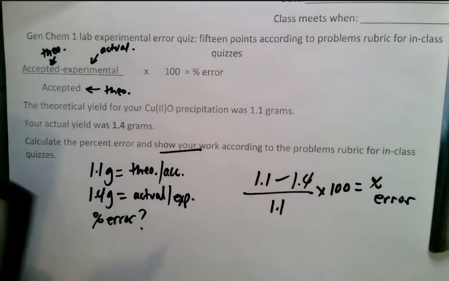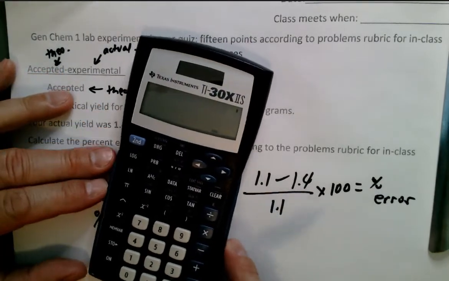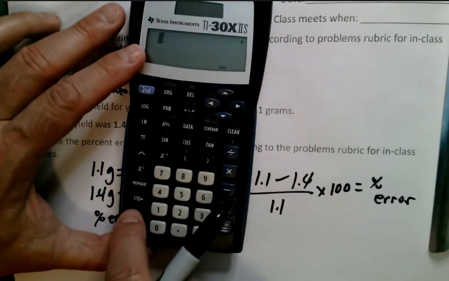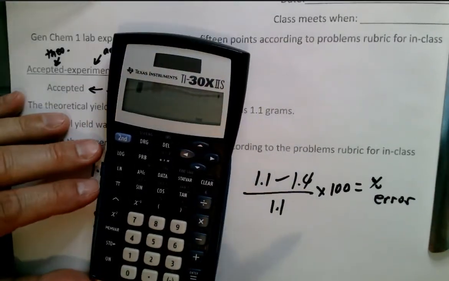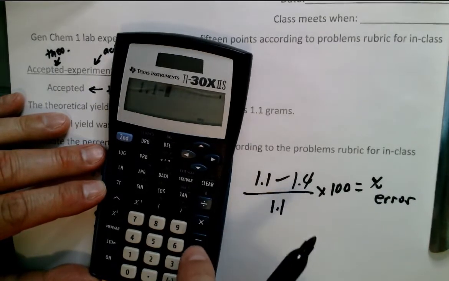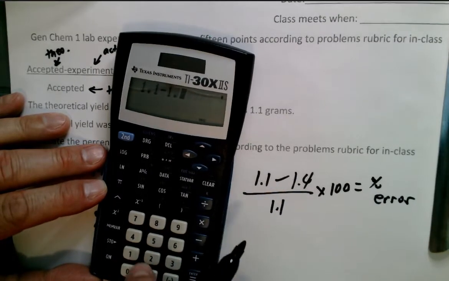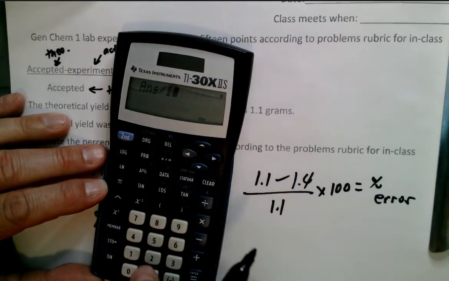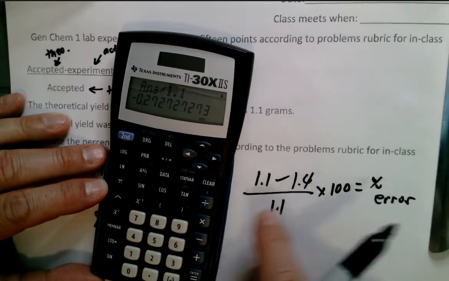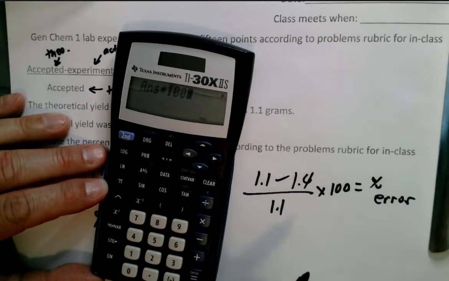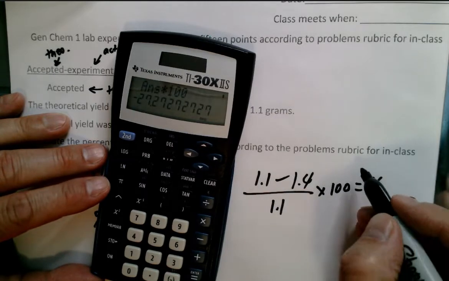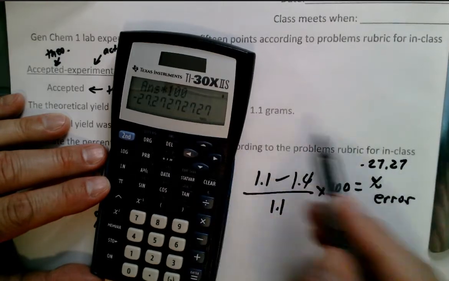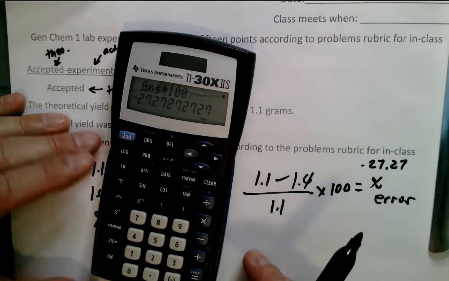So let's see what we can figure out here. On. Clear. 1.1 minus 1.4. Enter. Divided by 1.1. Enter. Multiplied by 100. Enter. And we get something like negative 27 repeating ad infinitum.